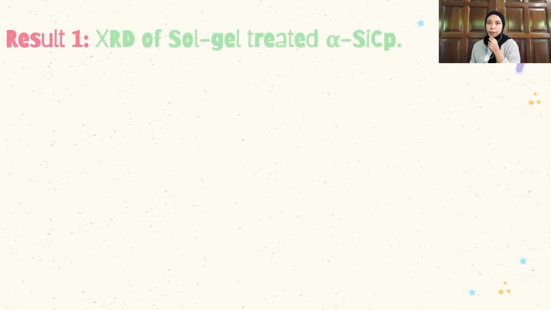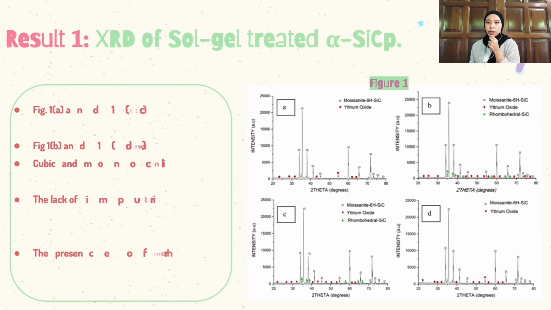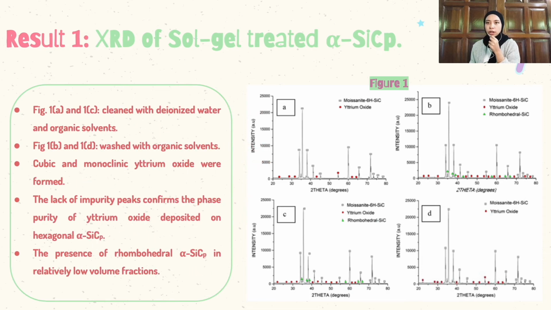For XRD of sol gel treated alpha silicon carbide particle, as a result, figure 1A and 1C were cleaned with deionized water and organic solvents. Meanwhile, figure 1B and 1D were only washed with organic solvent. The results show that cubic and monoclinic yttrium oxide were formed. The lack of impurity peaks confirms the phase purity of yttrium oxide deposited on hexagonal alpha silicon carbide particles.